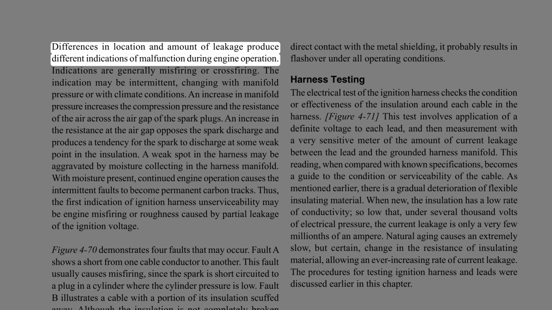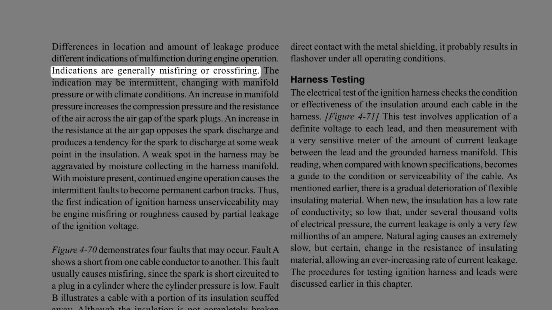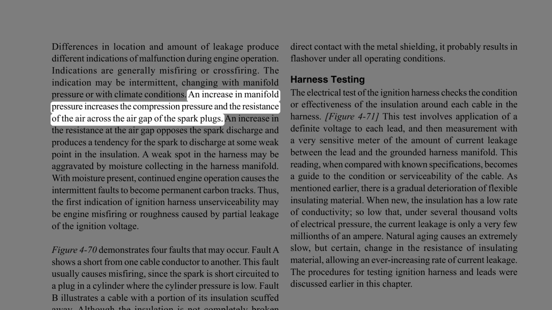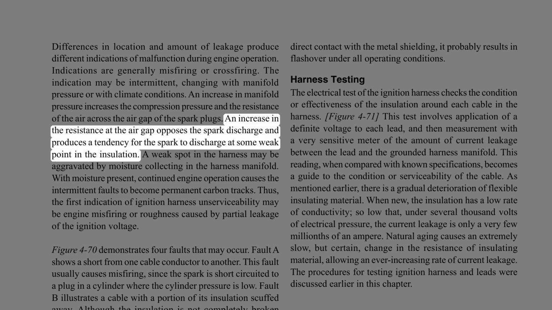Differences in location and amount of leakage produce different indications of malfunction during engine operation. Indications are generally misfiring or crossfiring. The indication may be intermittent, changing with manifold pressure or with climate conditions. An increase in manifold pressure increases the compression pressure and the resistance of the air across the air gap of the spark plugs. An increase in the resistance at the air gap opposes the spark discharge and produces a tendency for the spark to discharge at some weak point in the insulation.